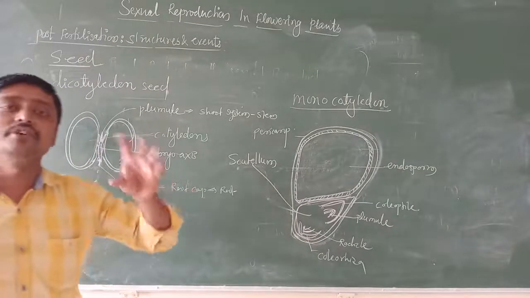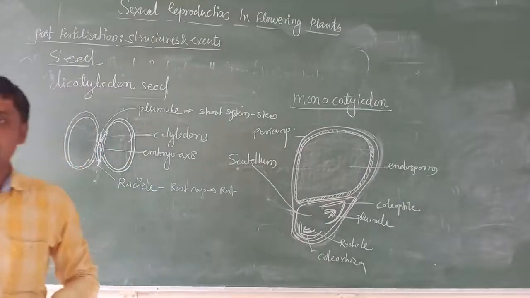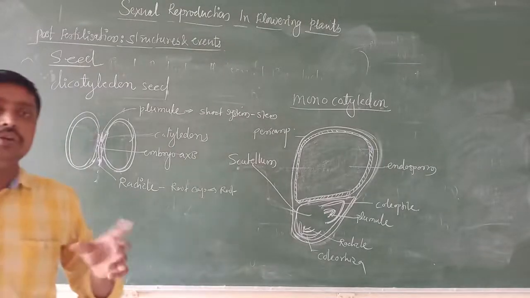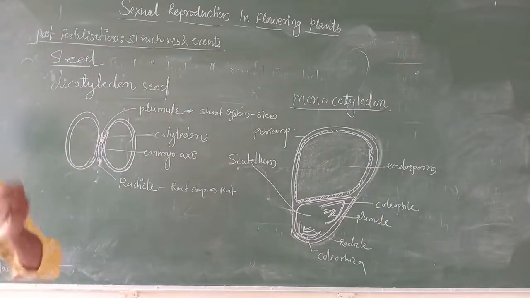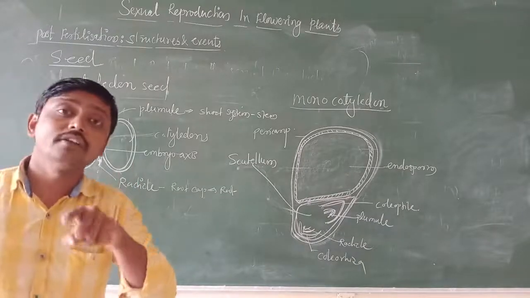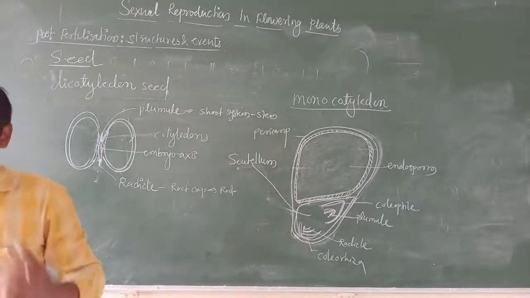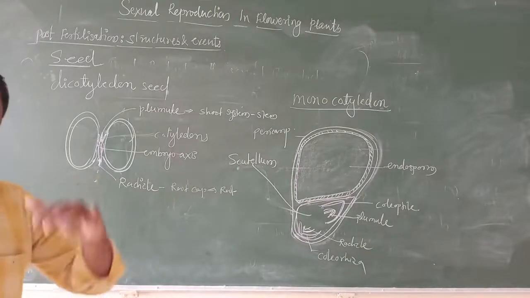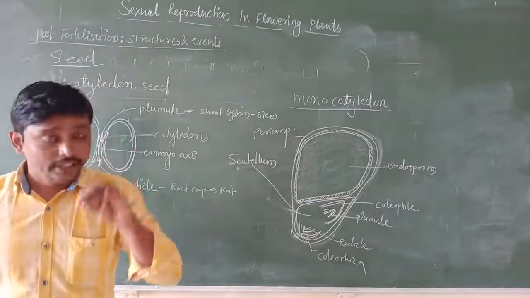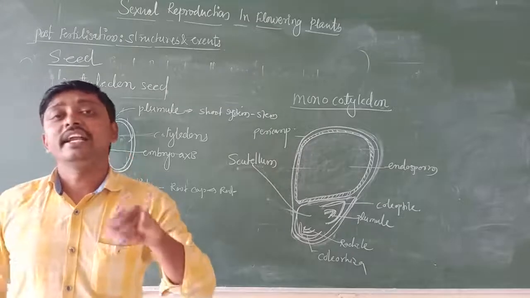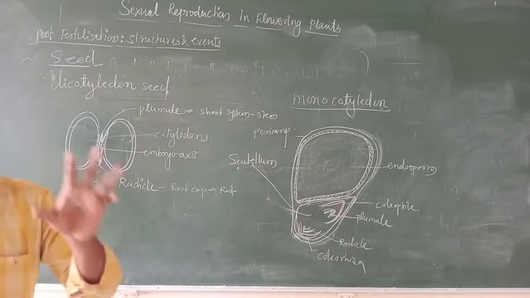Then I told you when the seed matures, dehydration takes place. It loses its water and becomes dry. And I told you at the micropylar end a small pore remains, it does not close. That is very important for providing water and oxygen during germination. This is very important. The next point: as it matures, it slows down its metabolic activity and the embryo enters an inactive stage, which is called dormancy. Dormancy, in the sense, is the inactive stage of the embryo of a seed.